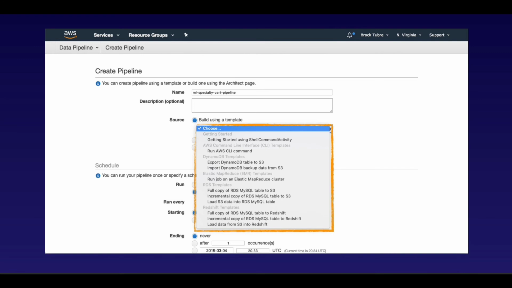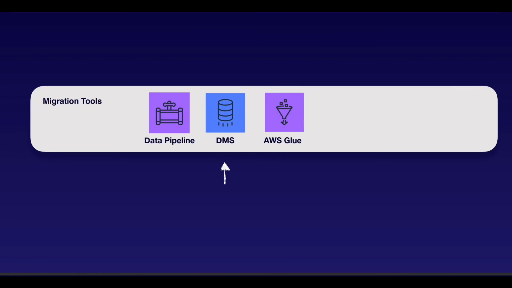Now, the next tool that we will discuss as a migration tool is DMS, or Database Migration Service. And this service allows you to migrate data between different database platforms. Now, this tool is generally used for transferring data between two different relational databases, but you can also output the result onto S3.